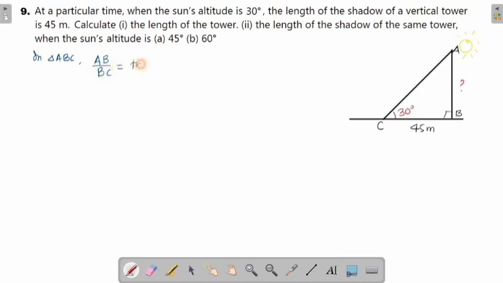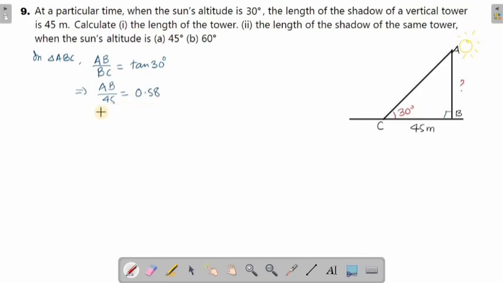So tan theta is how much? Theta is given to be 30 degrees. Let's put the value now. So AB, do we know AB? No, we don't know AB. By BC, and BC is given to be 45, and tan 30 degrees. So let's find out the value of tan 30 degrees from the book. I'm using the book right now. So tan 30 degrees is given to be 0.5774. You can take that to be 0.58.